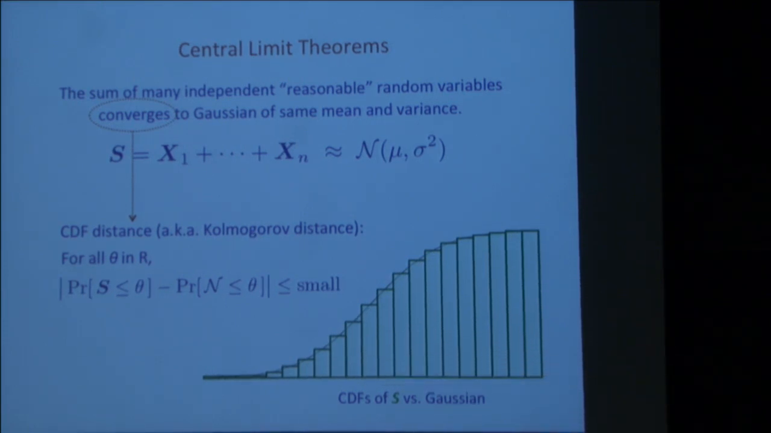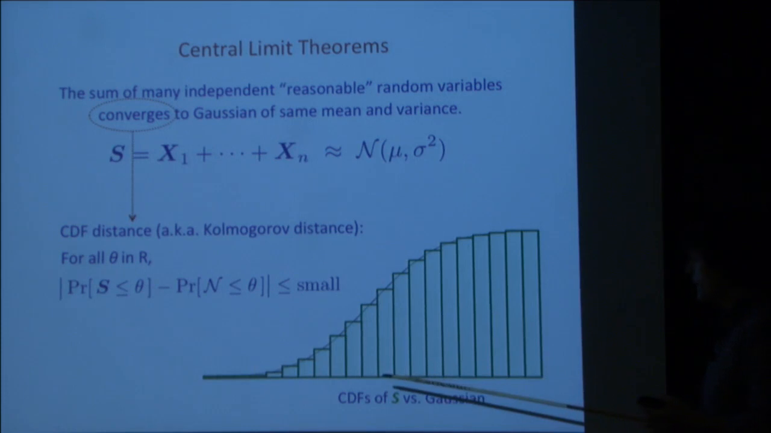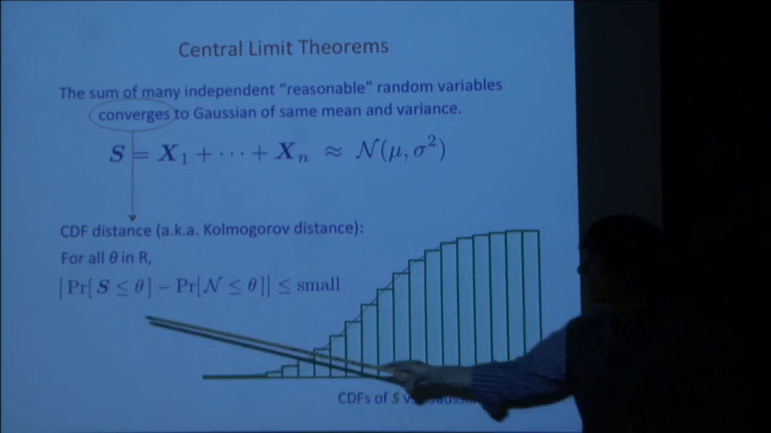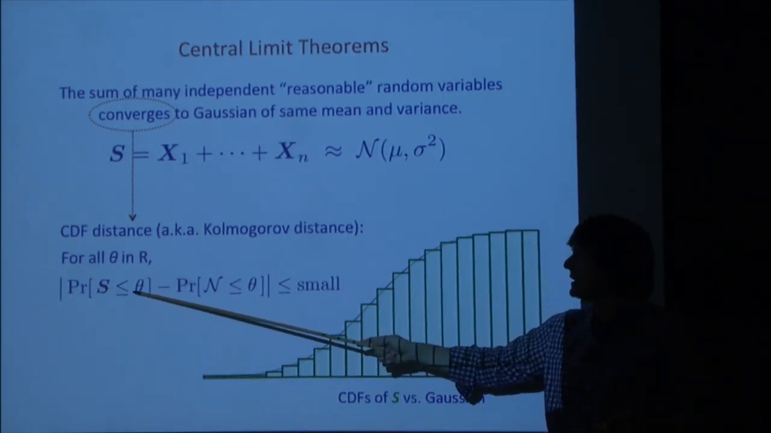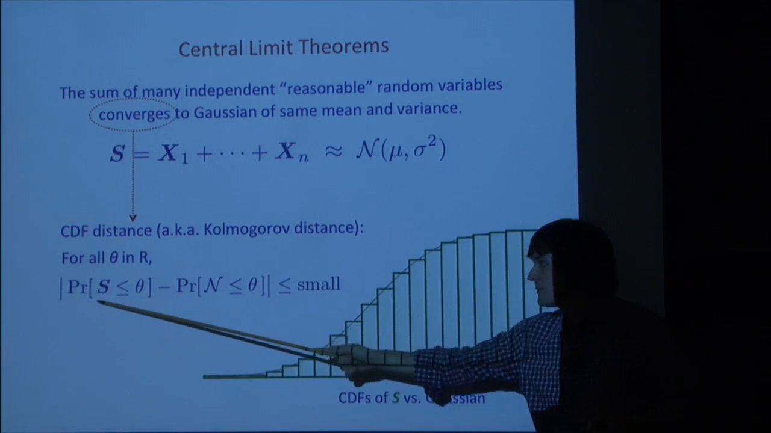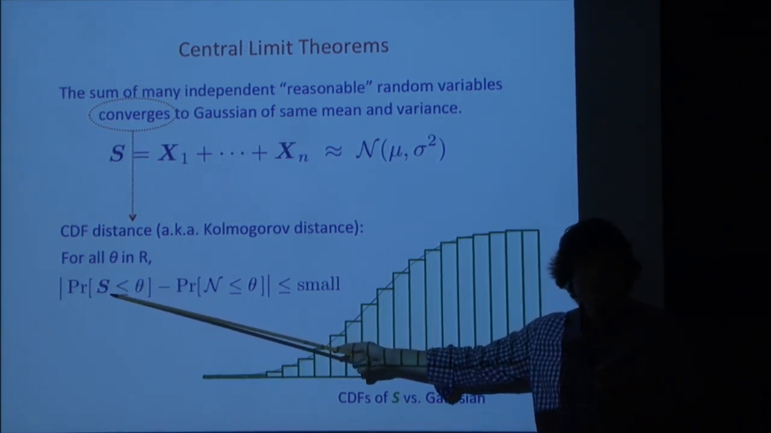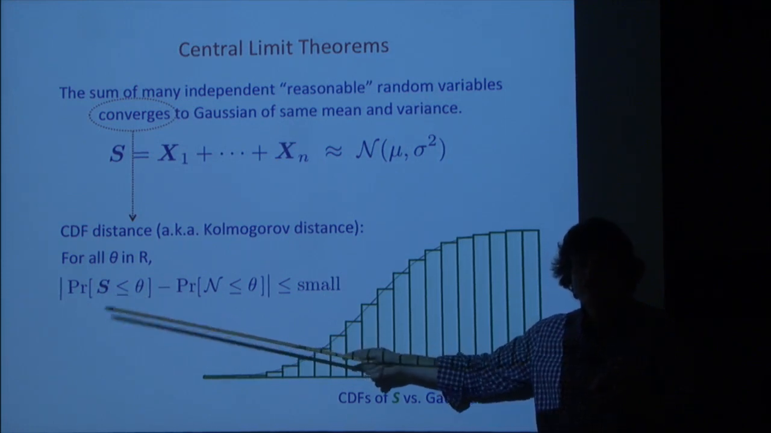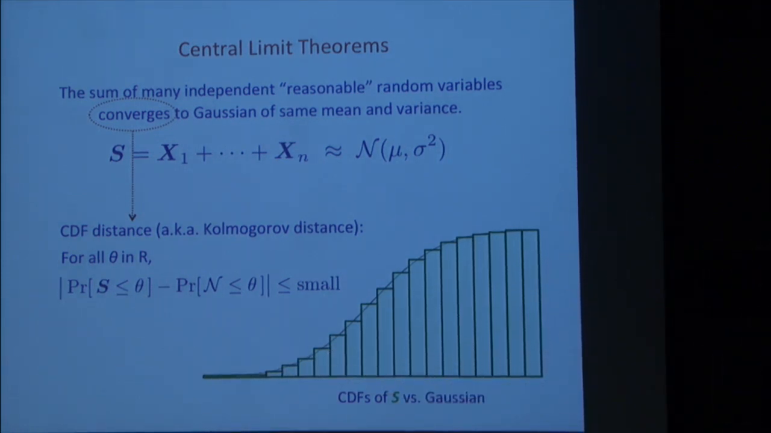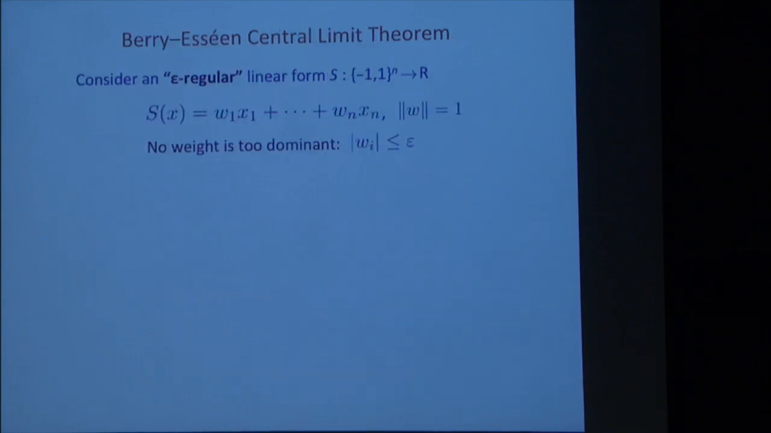Okay, and it should be clear that this is the appropriate measure of distance between random variables for linear threshold functions, because what is a linear threshold function? You're exactly looking at a linear form and comparing it against some threshold, right? So the probability that your linear form is less than the threshold corresponds exactly to the probability that the linear threshold function is 1, right? So this is the right distance notion for LTFs.